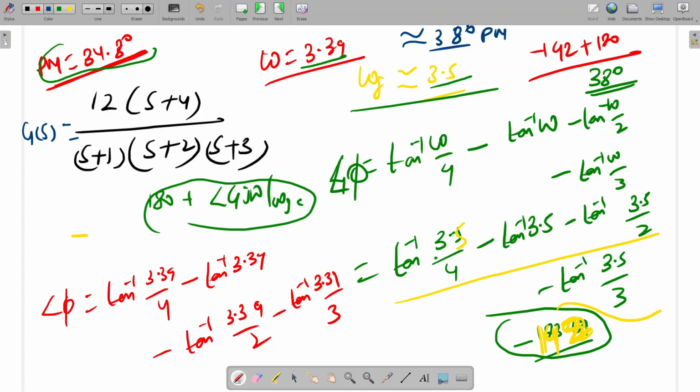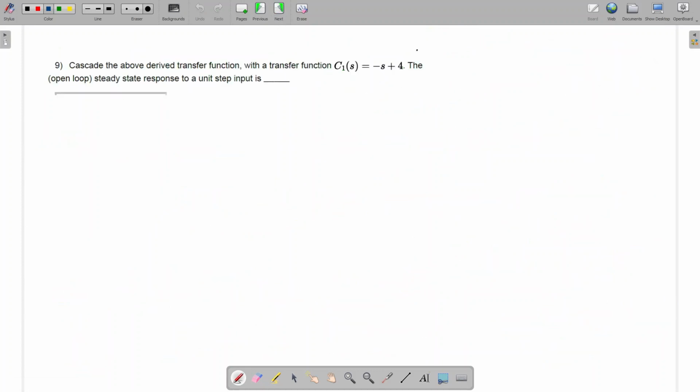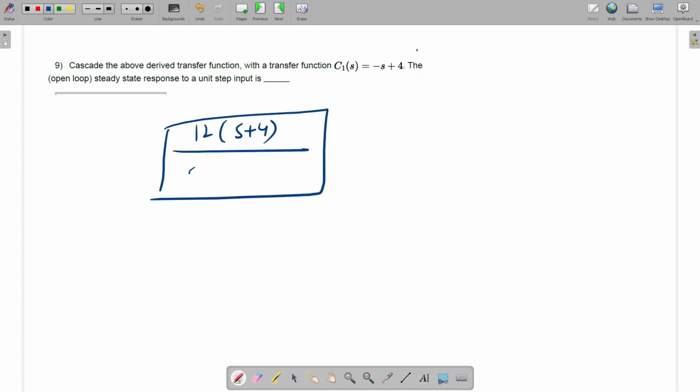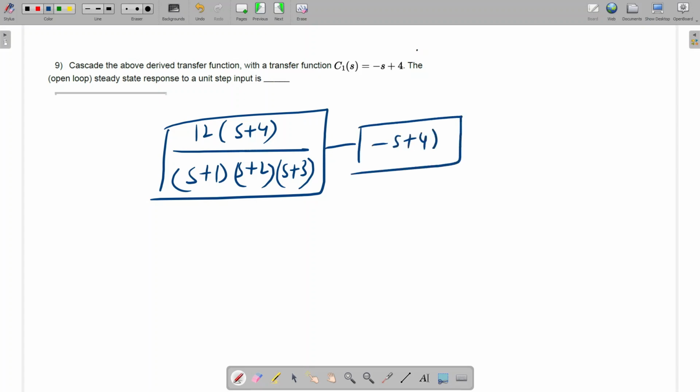Hello. Sir, clear. Okay. So same. We'll see the next question. One second. So for the same system, we will do the cascading of the same system. The system was 12 times s plus 4 divided by s plus 1, s plus 2, s plus 3. Cascading with minus s plus 4. Now the open loop steady state unit response.